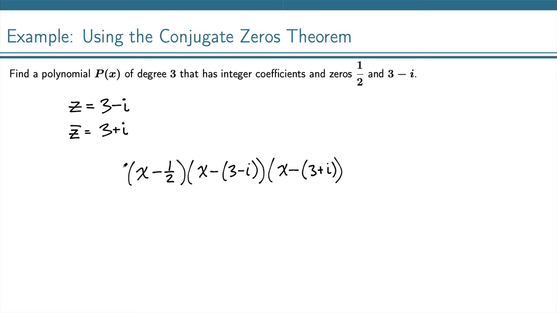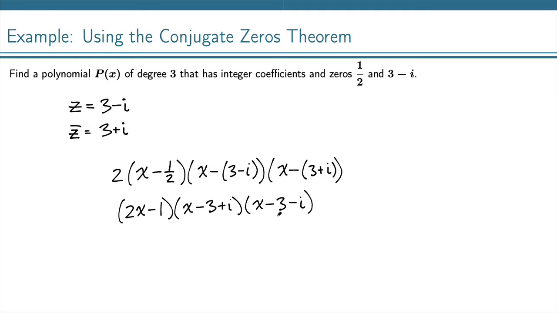So just to be safe, I'm just going to multiply this by a 2. And if I bring that 2 inside this first set of parentheses, I get 2x minus 1. And now I'm working just with integers, and that makes me happy. And then for each of these, I'm going to go ahead and distribute the minus. So I've got x minus 3 plus i and x minus 3 minus i.